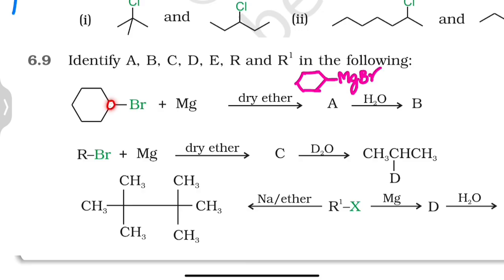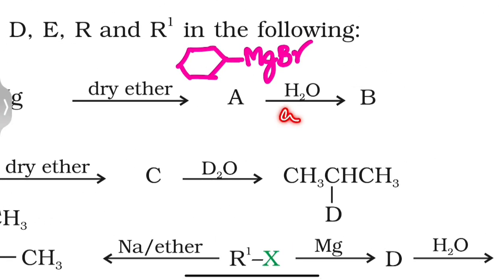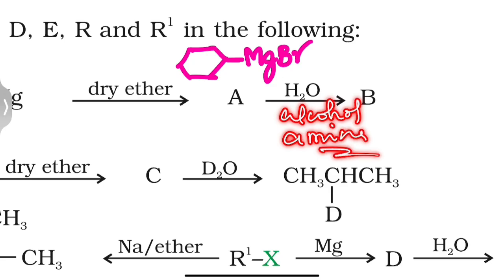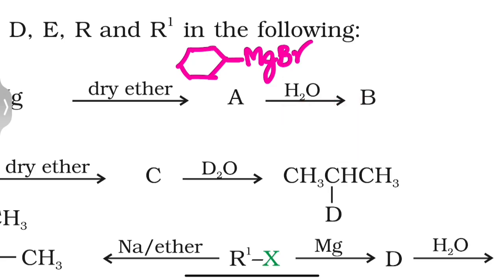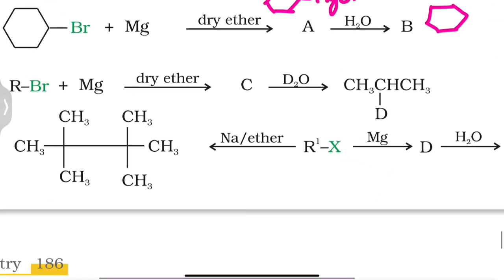So always remember, this is carbon and this is halogen. When you are treating with magnesium, a bond will be formed between carbon and magnesium. So here you can see the carbon magnesium bond is formed. When you are treating with water, I told you that it can be water, alcohol, or amine. They will donate a proton, because of which you can see a hydrocarbon will be obtained. So this is going to break and here H will attach. So B will be this. So B is this. Next.